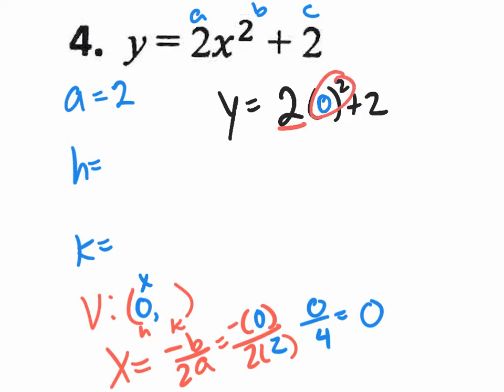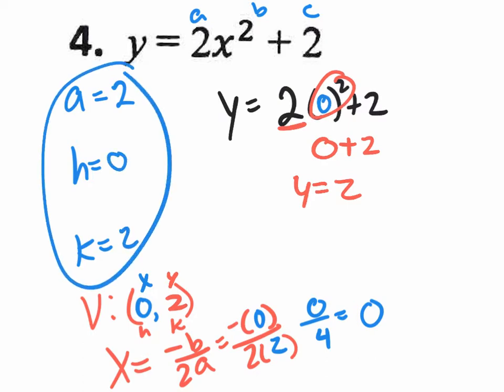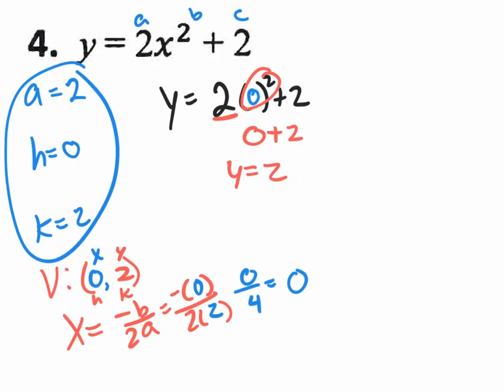0 squared is 0, 2 times 0 is 0, but 0 plus 2, y equals 2. So your y value is 2. So your vertex is 0, 2. Now that we know a, h, and k, we could write it as a vertex form equation.